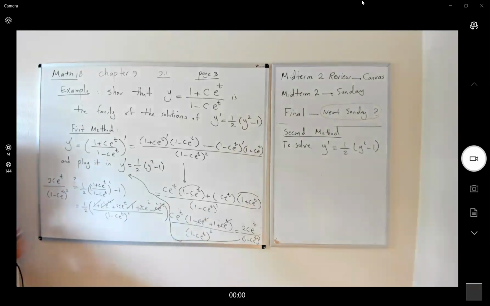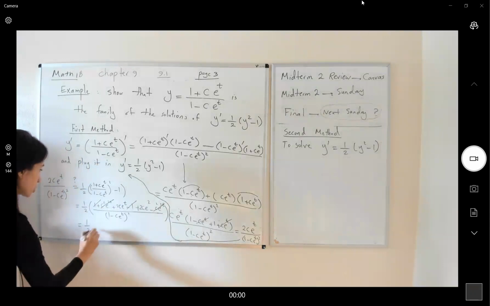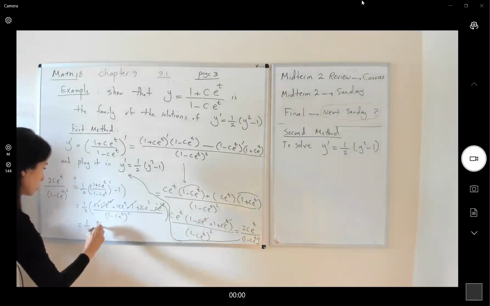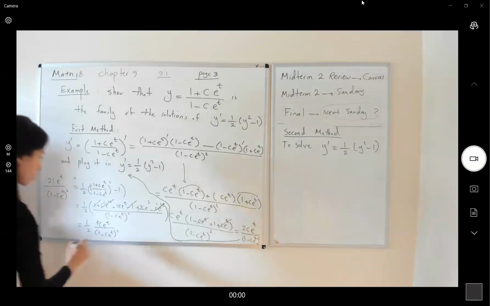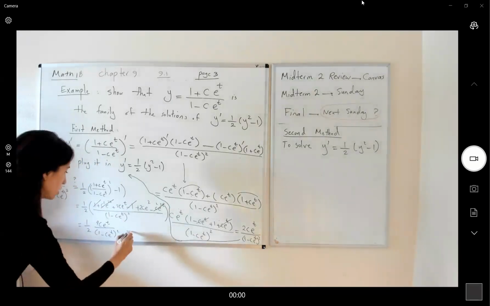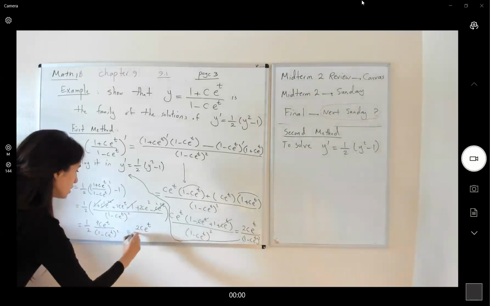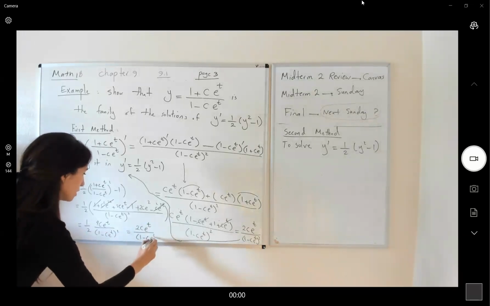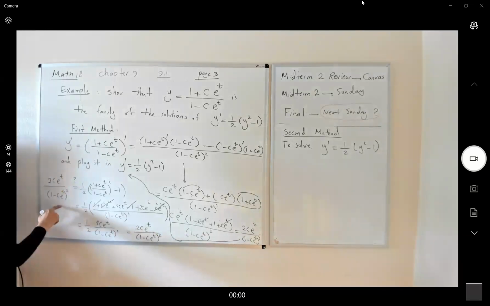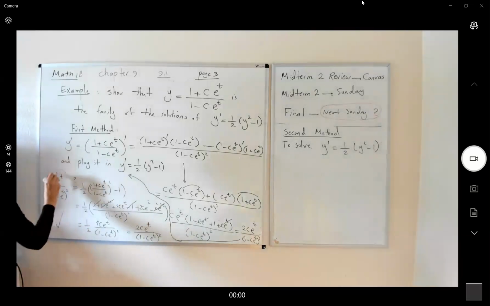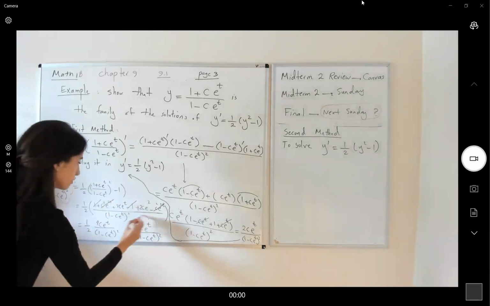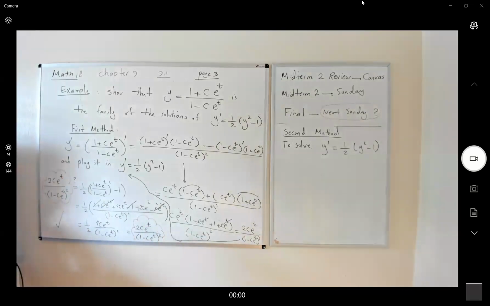Very good. So you have a half times 4c e to t divided by 1 minus c e to t squared. If you simplify the right-hand side, you get 2c e to t divided by 1 minus c e to t squared. Left-hand side, right-hand side, they are equal to each other. Okay, guys, take your time, write this down.